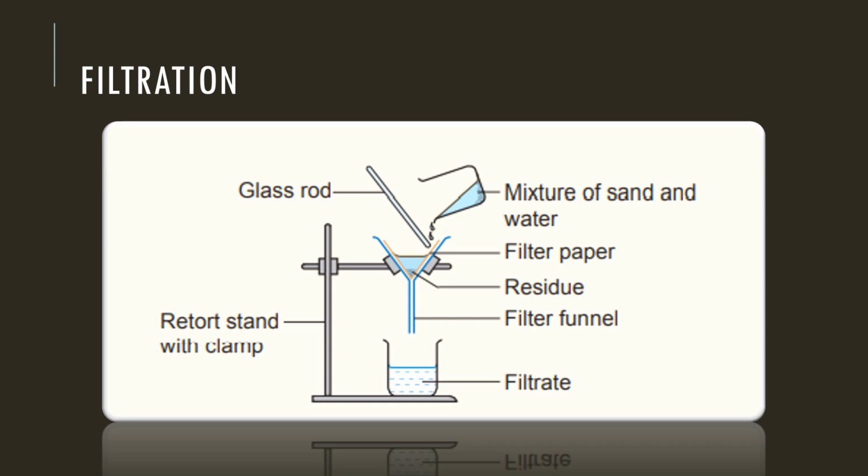Filtration is a method used to separate an insoluble solid from a mixture of solid and liquid. For example, we have here a mixture of sand and water. We know that sand is insoluble in water, so we can separate sand and water by using the filtration method. Here we will obtain the filtrate, which is water, and this one is the residue. We do this using a filter funnel.